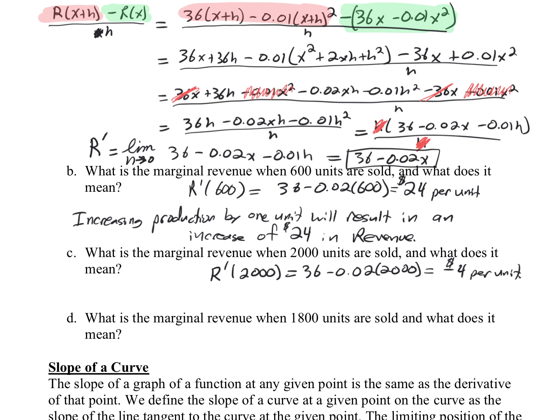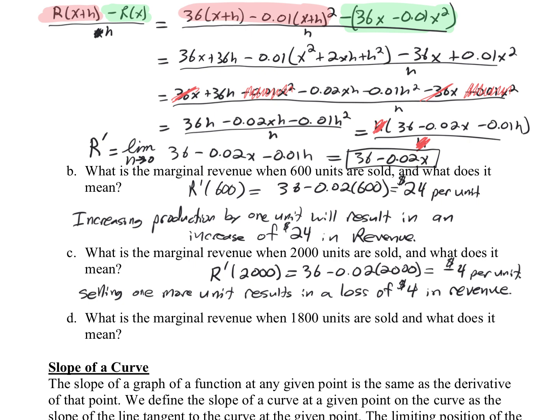And the implication of this is the same thing that we just discussed. If we increase production by 1 unit, this will result in, this time, a decrease of $4 in our revenue. And like I said before, if you want to just make this feel really tangible, plug 2,000 into the original function, then plug 2001 into the original function, and you should see that you have a loss of $4 in revenue.